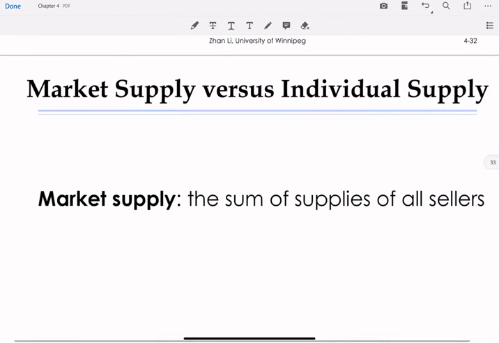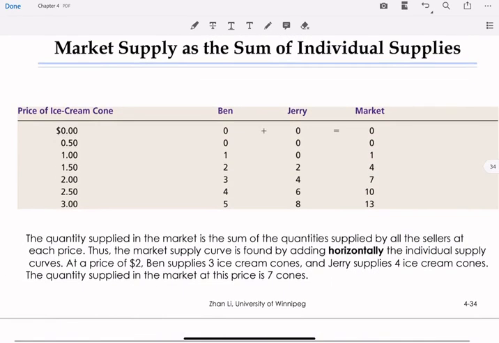Okay, so let's think about market supply. Obviously, market supply is just the sum of supplies from all sellers, right? So you could just add up all sellers' quantity supplied. Then you will get quantity supplied by the market. Let's see how this exactly works. So let's say we have two sellers. We have Ben and Jerry.